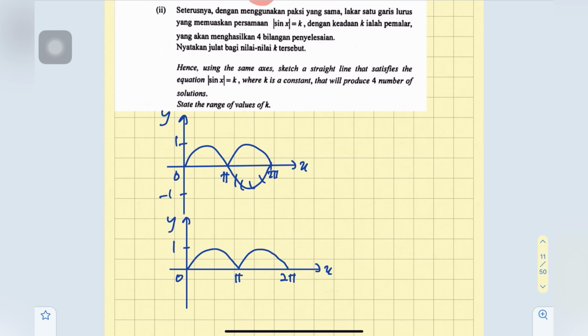Next, hence using the same axis, sketch a suitable straight line that satisfies the equation modulus sin x equals k, where k is a constant, that will produce 4 number of solutions.